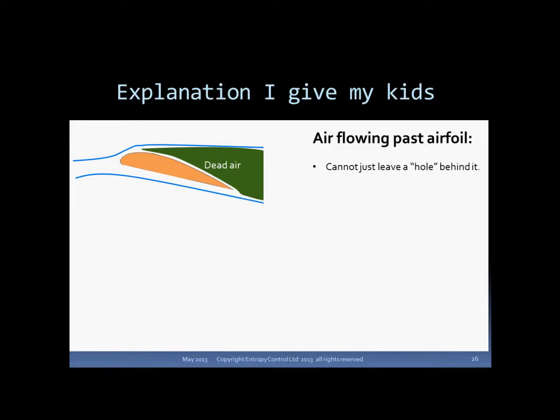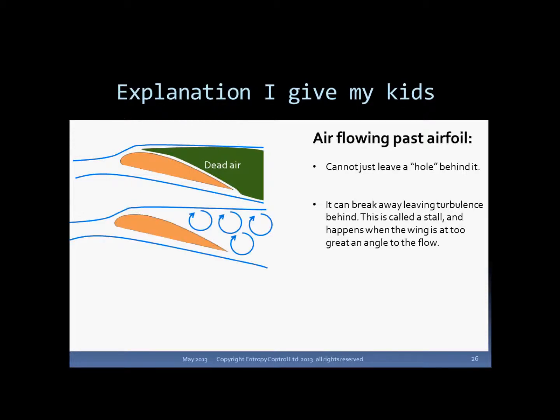I start by saying that when the air flows past a wing, you can't just have a block of dead air left behind. The boundary between that block of dead air and the moving air could never be stable. It would always mix and so on. You can get a stable solution where you get separated flow with a tumble of swirls of air behind it. And that does happen on a wing, and it's called a stall. A stalled wing has very little lift and lots of drag. It happens when the wing is at too great an angle, more than about 15 degrees.